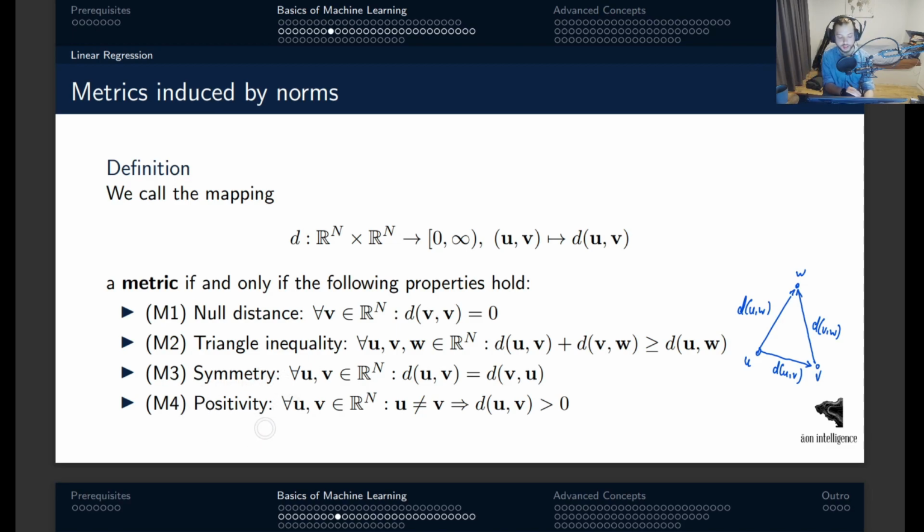And then finally there's positivity. And this means that for every vector combination u, v in our vector space Rn, we have that if these two vectors are not the same, so they correspond to different points in space, then the distance between them is not equal to 0, and instead it's some positive distance. And again, this also makes sense intuitively, because if you have two different points, there will be a distance between them.